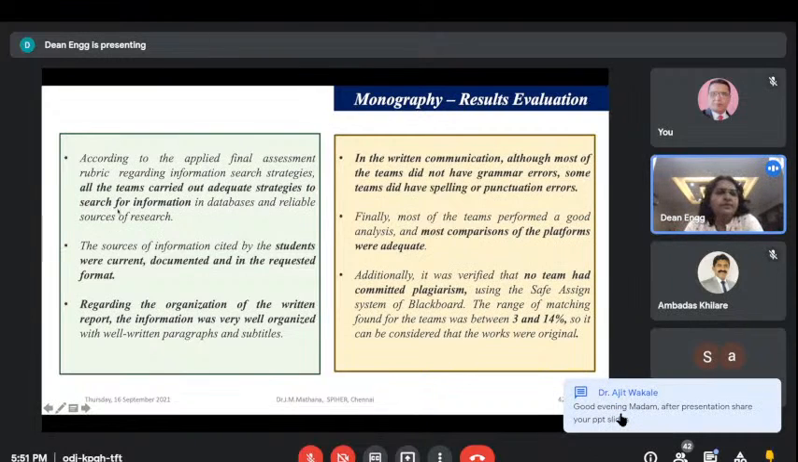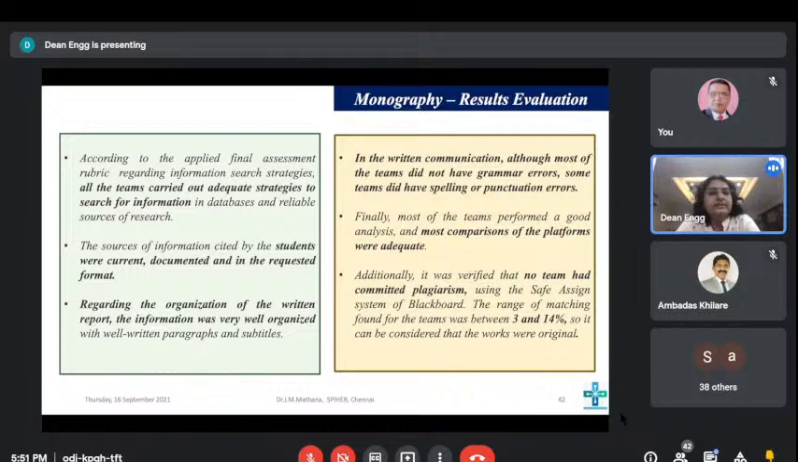So here, all the teams of students carried out an adequate strategy to search for information. And the second one is, what about the source of information? The sources of information cited by the students were current and documented and in the requested format. That also okay. Then what about the organization of the report? That also, the information available in the report was very well organized, right? Then what about the communication skill, written communication? Although most of the teams didn't have grammar errors, some teams have spelling or punctuation errors. And the last one is comparison table, right? So here the teams performed a good analysis and most comparisons of the platforms were adequate.